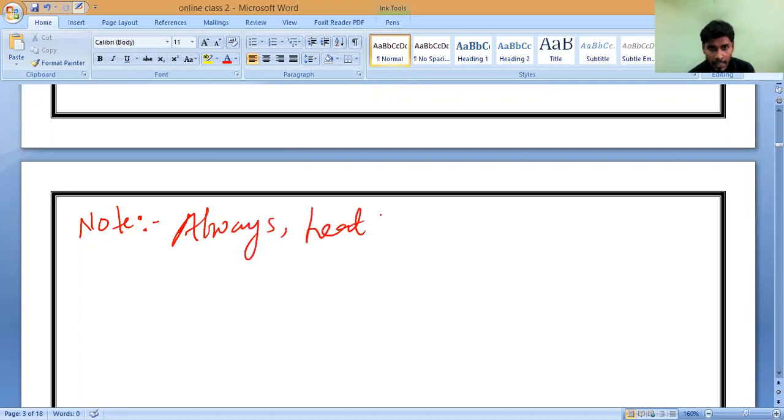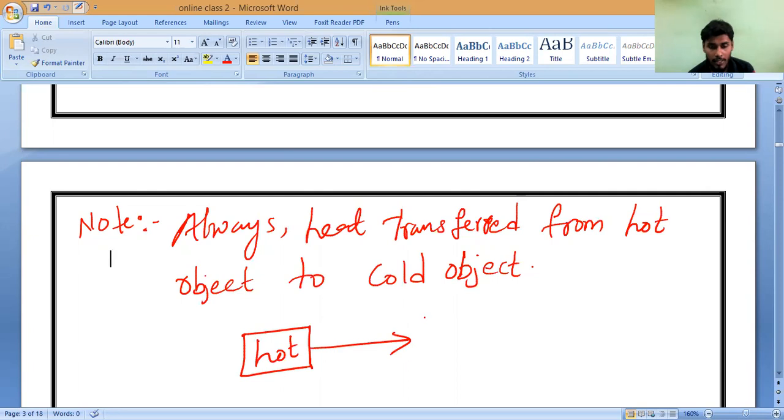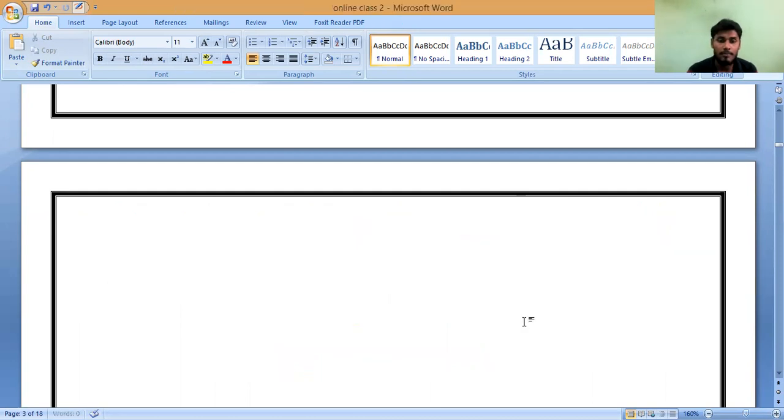Always heat is transferred from hot body, hot object, to cold object. Is it okay? Yes, sir. So you have to consider like this: the body which has more temperature, that is the hot body, always transfers heat to the cold body. If you write it like this, it is easy to remember. Correct or not? Yes, sir.